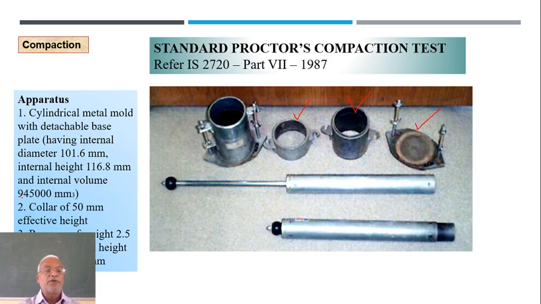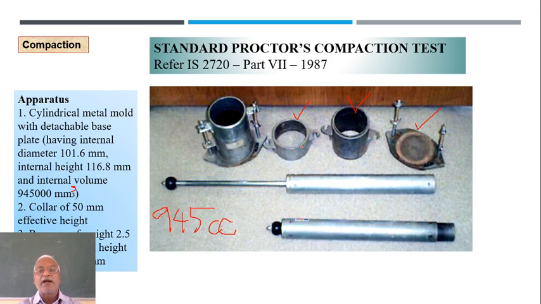So this is given as 945,000 mm³, right, millimeter cube. But if you want to put it in cc, it will be 945 cc, because you have to divide every mm by 10 so that it becomes centimeter. So 945 cc or 945 ml, one and the same. So mold volume will be approximately 950, or to be exact, 945 cc, centimeter cube, or ml, milliliter. Okay, then there is a collar, 50 mm effective height.